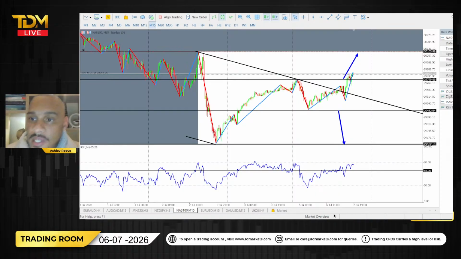Now, what's supporting this move here, guys: we saw that US stock markets, namely the S&P, the NASDAQ, and the Dow Jones, all gained today.